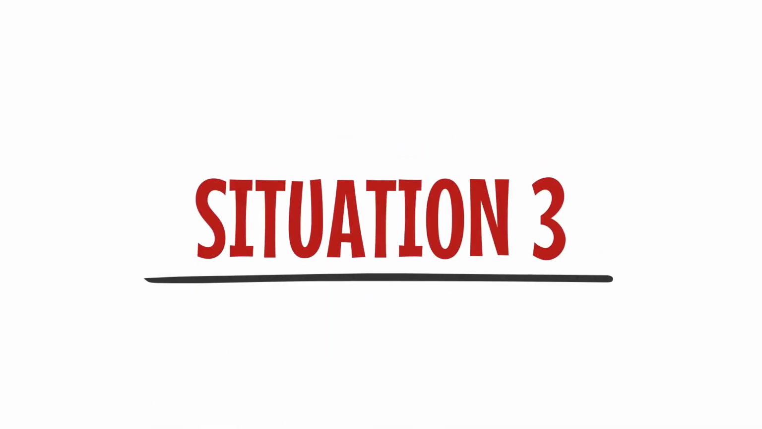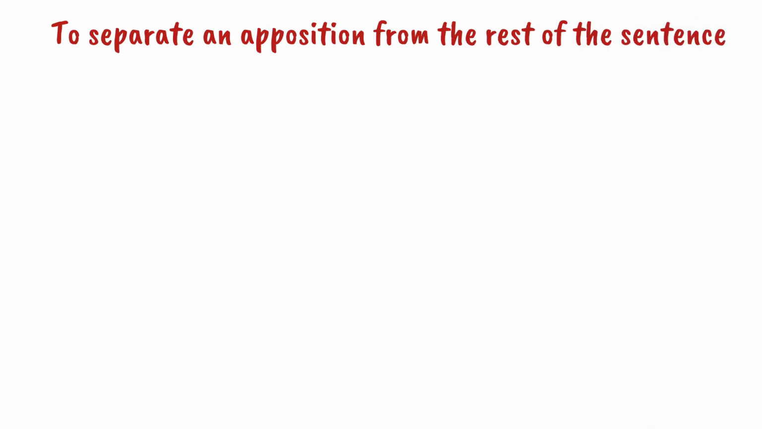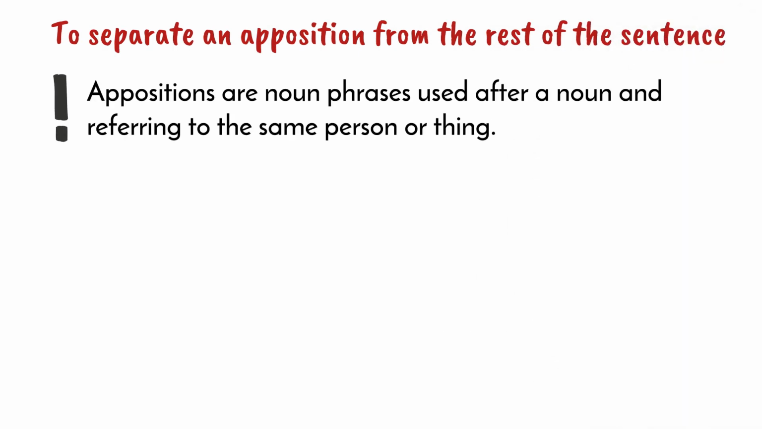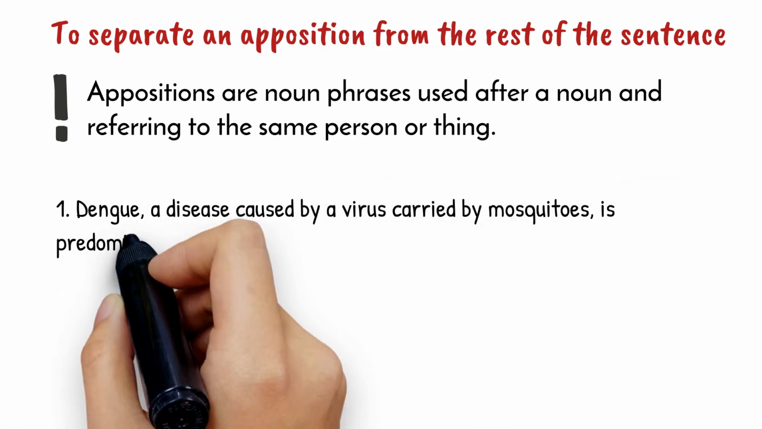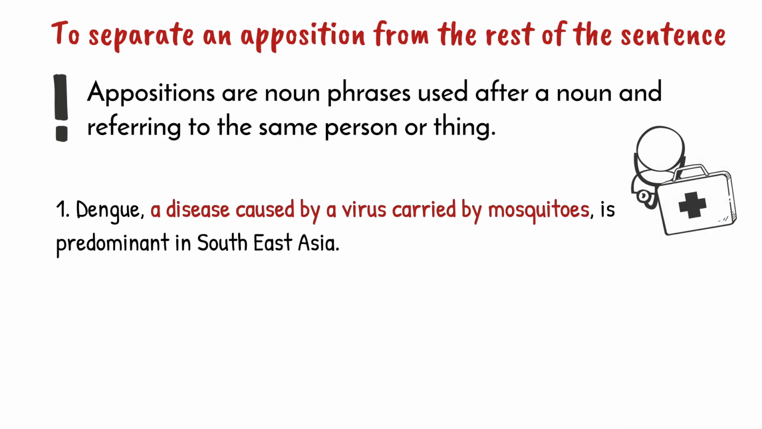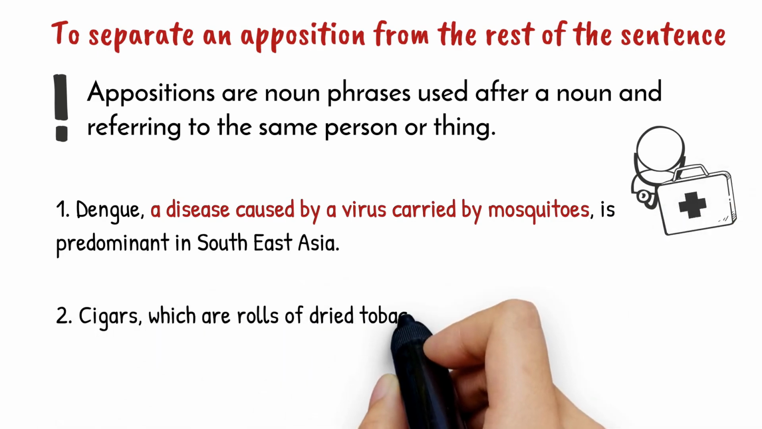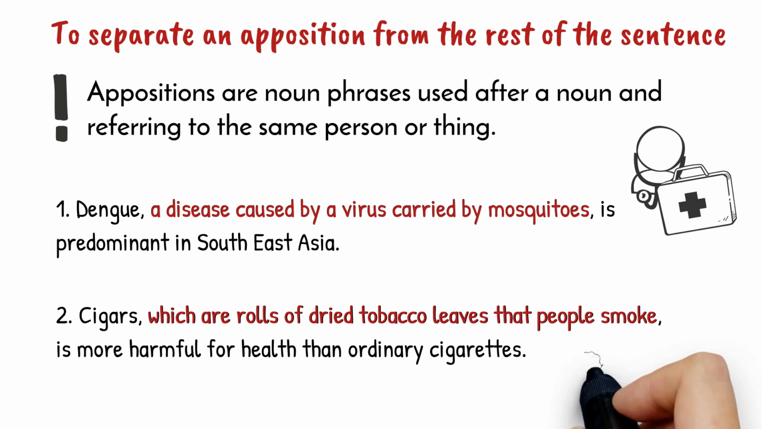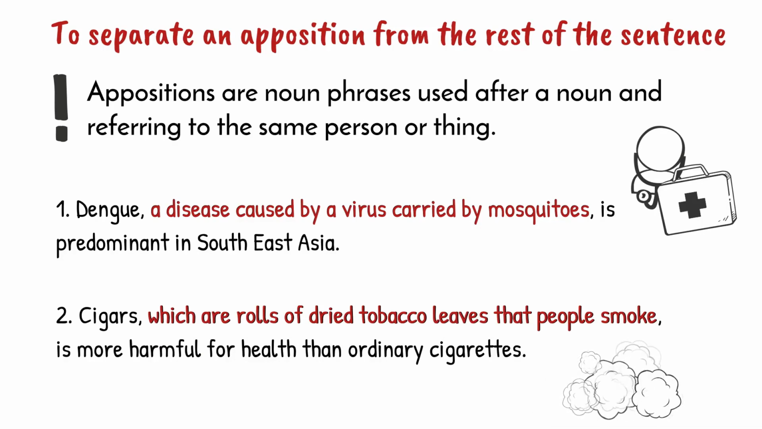Situation 3. We also use commas to separate an apposition from the rest of the sentence. Appositions are noun phrases used after a noun and referring to the same person or thing. Look at the examples below. Dengue, a disease caused by a virus carried by mosquitoes, is predominant in Southeast Asia. Cigars, which are rolls of dried tobacco leaves that people smoke, is more harmful for health than ordinary cigarettes.